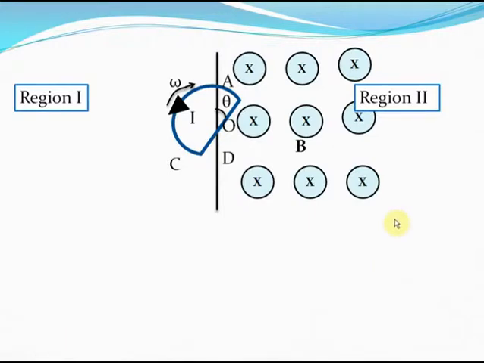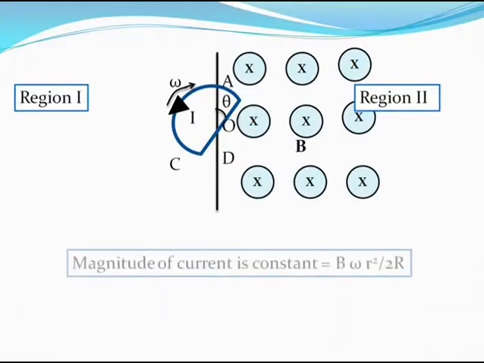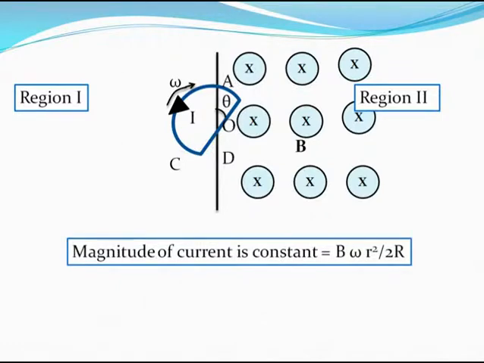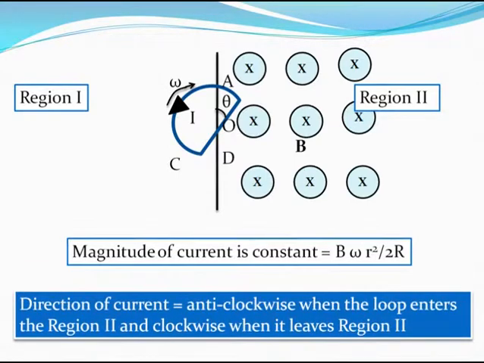The third part of the question asks us to find out what the graph of the current with respect to time will be. Now the magnitude of the current is clearly constant. It's B omega r square divided by 2R, and omega, B, the radius of the loop, and even the resistance are constant. The direction of the current, however, varies. You see, the direction of the current is anti-clockwise when the loop is just entering the magnetic field. But when the loop rotates and it's just about to leave the magnetic field, in that case the magnetic flux starts decreasing.